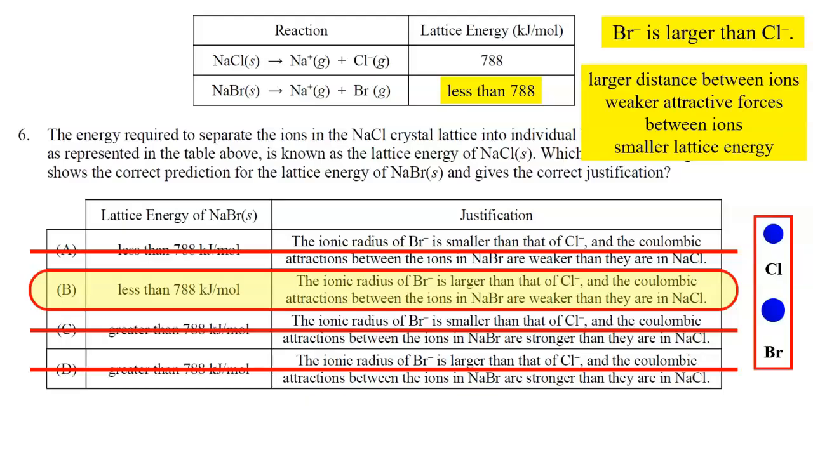So the prediction for the lattice energy for sodium bromide would be less than 788 kilojoules per mole. And the justification is that the ionic radius of the bromide ion is larger than that of the chloride ion, and the Coulombic attractions between the ions in sodium bromide are weaker than they are in sodium chloride.